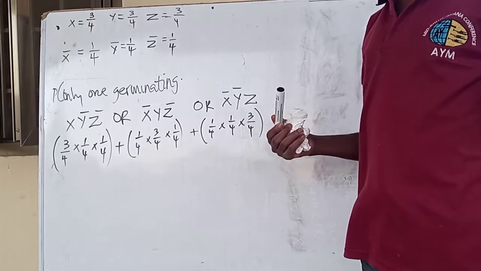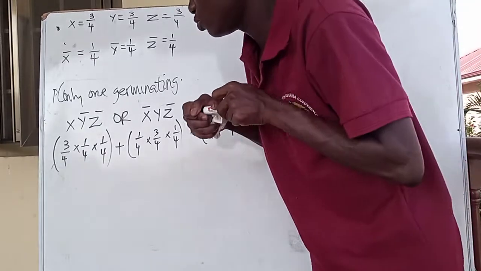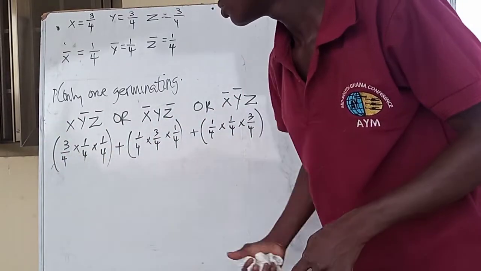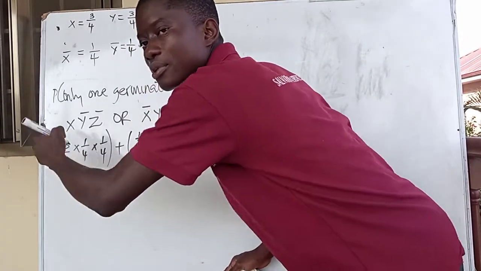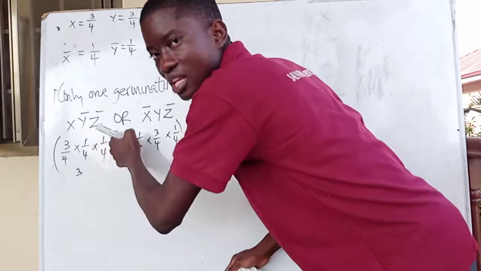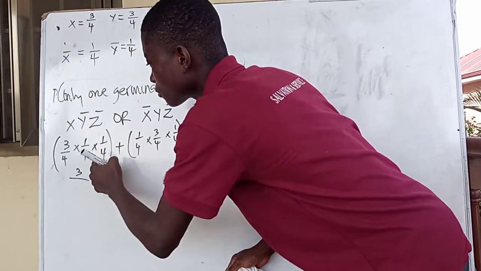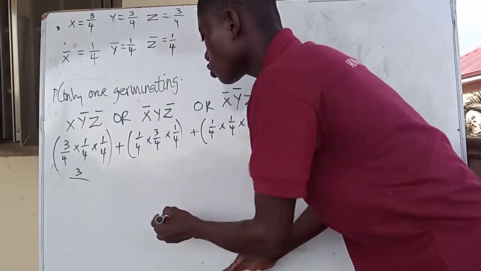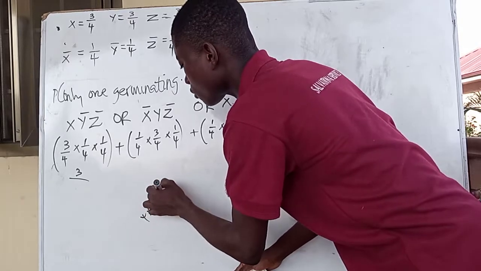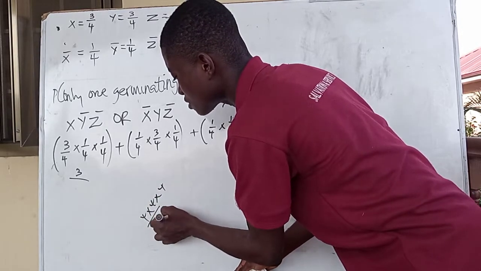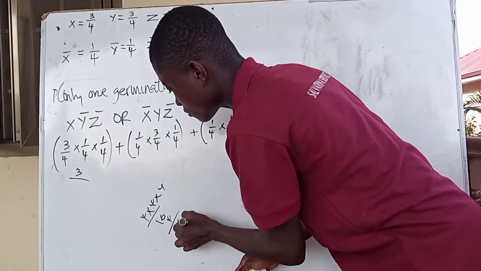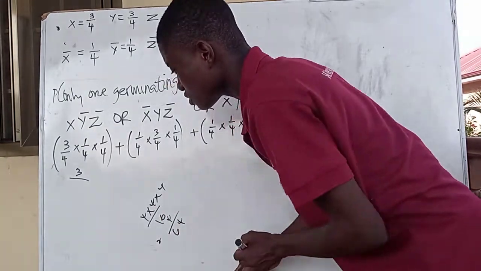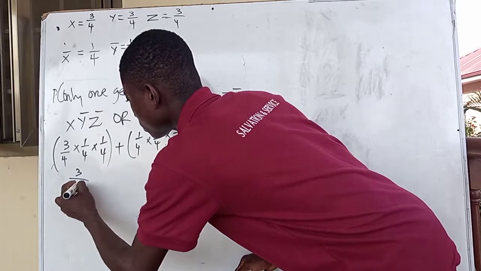It's very simple as that. So here we are multiplying. It's just 3 times 1 times 1 over 4 times 4 times 4, which is 4 to the power 3. So 4 times 4 is 16, 16 times 4 is 64.